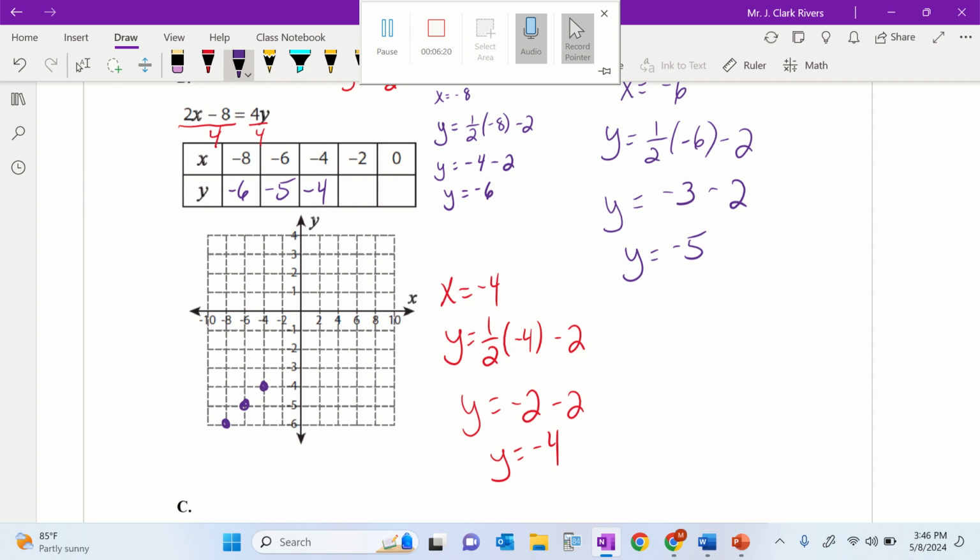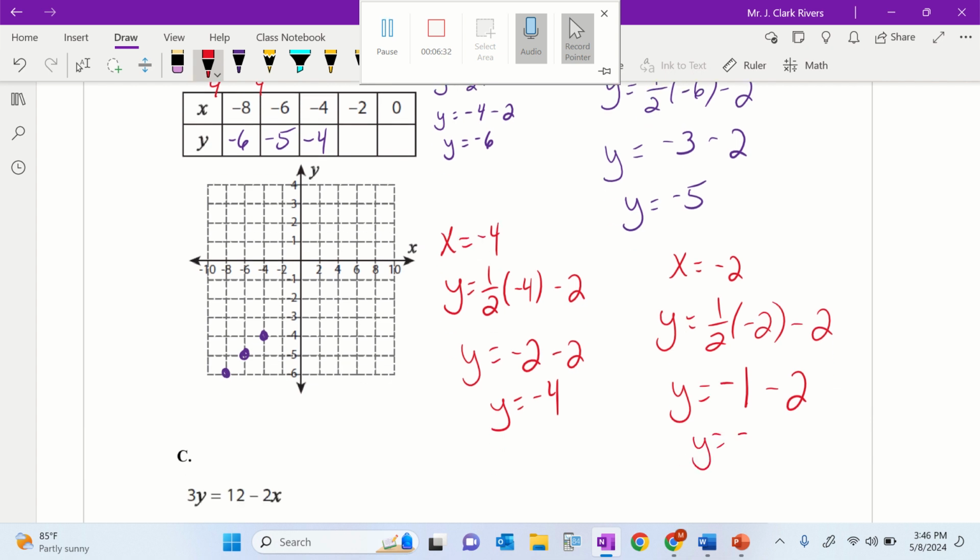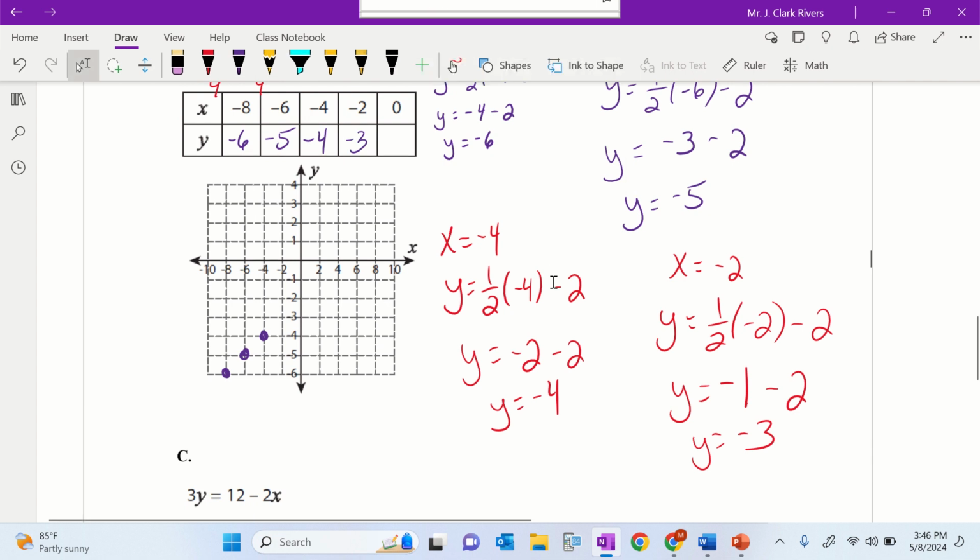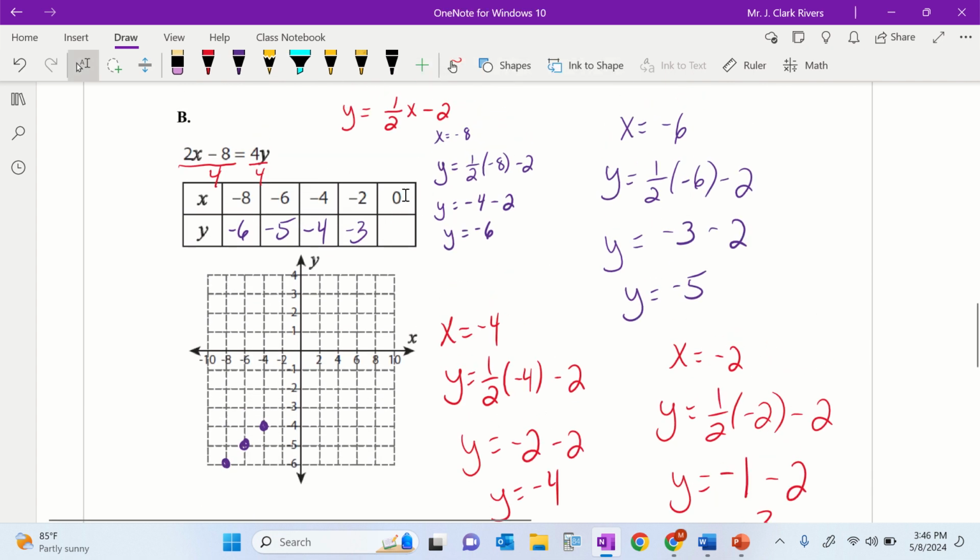All right. What about when x equals negative 2? Half of negative 2, well, a positive times a negative is a negative. Half of 2 is 1, so negative 1 minus 2, we get y equals negative 3. So when x is negative 2, y is negative 3. Let's try the next one without writing anything. Let's see if we can do it. When x is 0, what's half of 0? It's 0 minus 2. We're left with negative 2. Now let's plot those last 2 points there. Negative 2, negative 3, and then 0, negative 2.